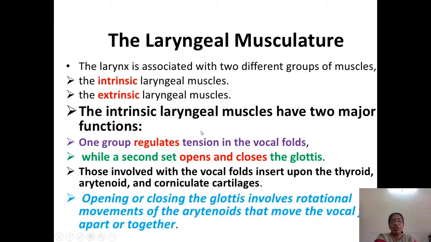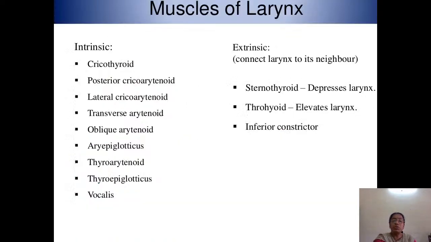Those muscles involved in the tension of the vocal folds are inserted into the thyroid, arytenoid and corniculate cartilage. And the muscles which are helpful for opening and closing of the glottis are helpful for all the rotational movements of the larynx. So when we are seeing the muscles, there are some extrinsic and intrinsic muscles, such as the posterior and lateral ones.